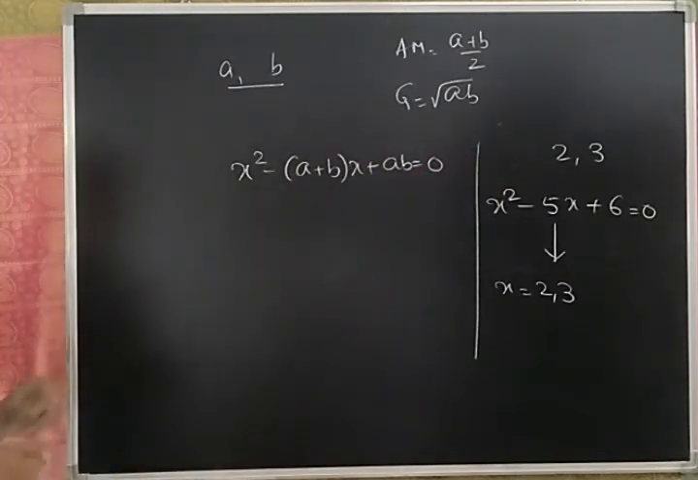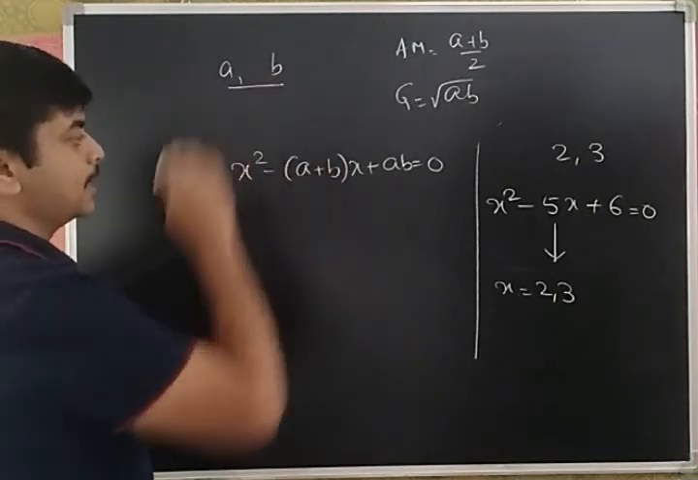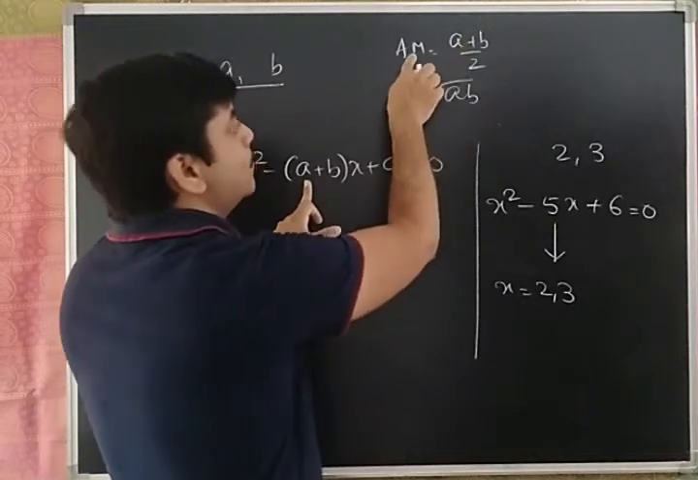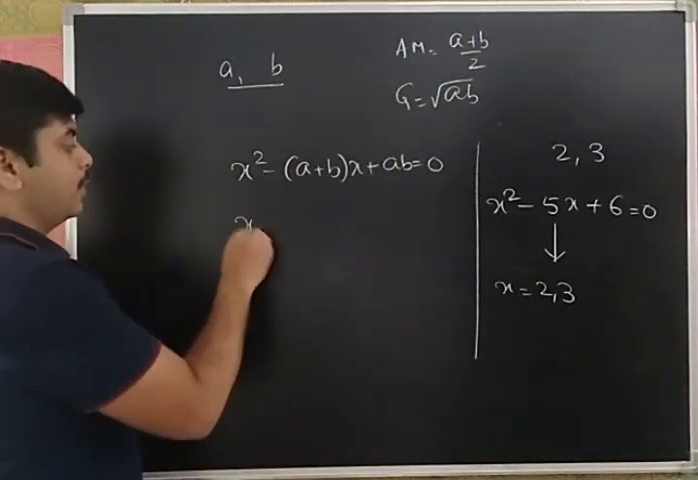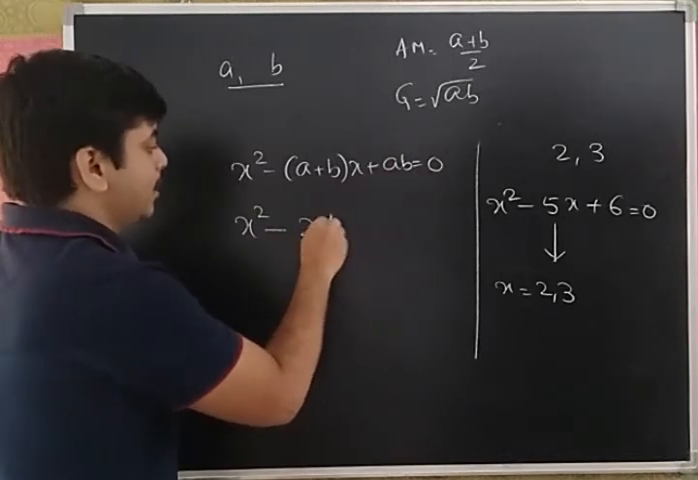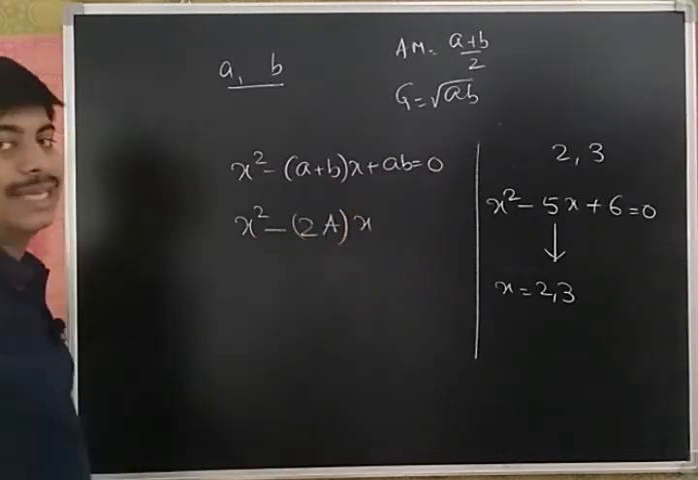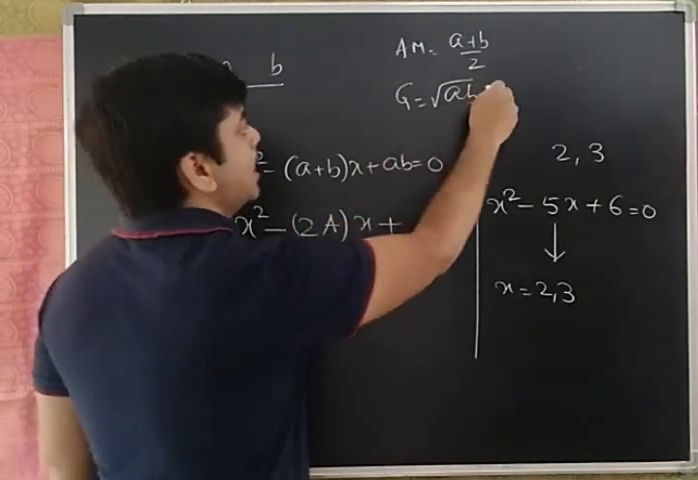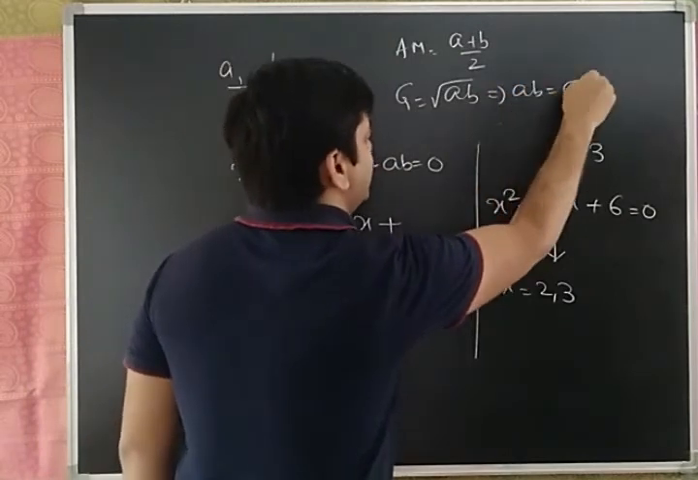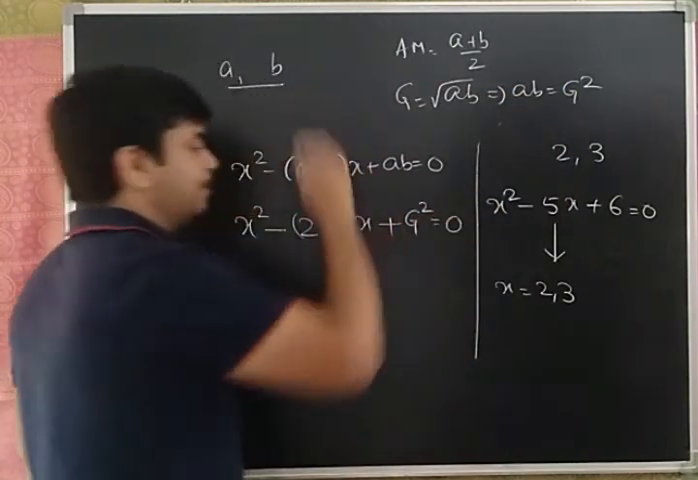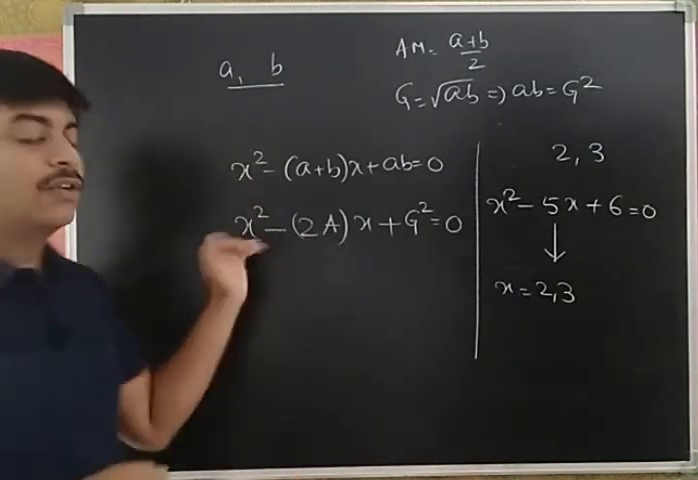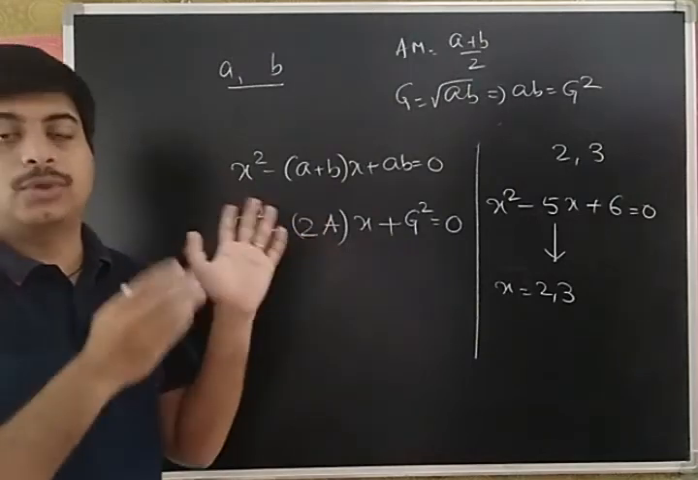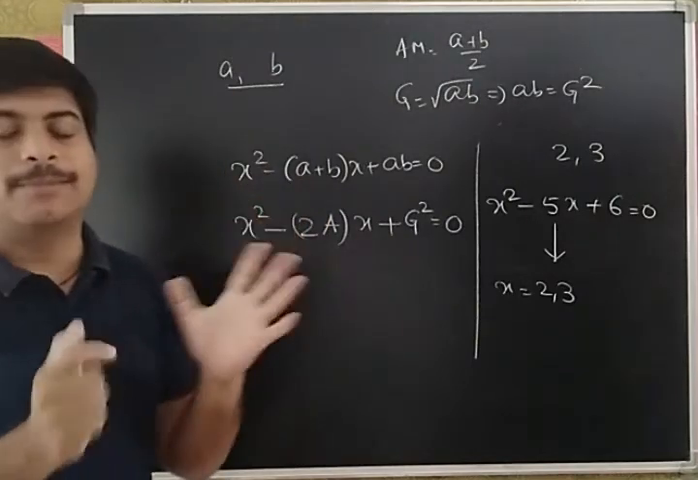So coming to this concept, x square minus (a + b) times x plus ab equal to 0. What is a + b? It is 2 times the arithmetic mean. So x square minus 2 times the arithmetic mean, I'm representing that as A, into x plus ab, which is actually G square, equal to 0. So if you can frame this equation when arithmetic mean and geometric mean are given and solve for the roots, those two roots will be both the numbers a and b.